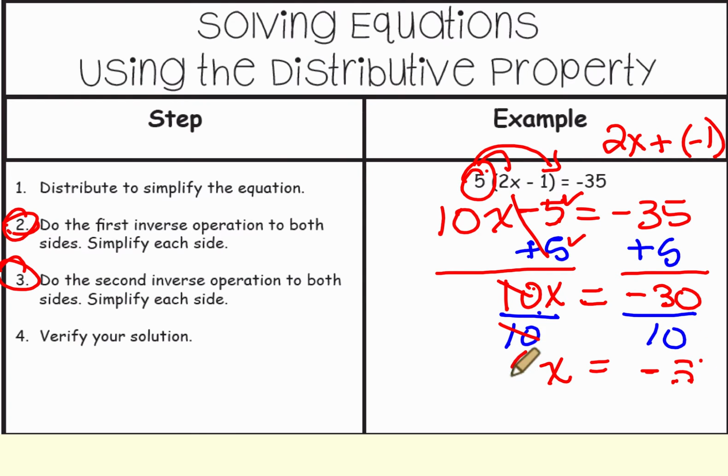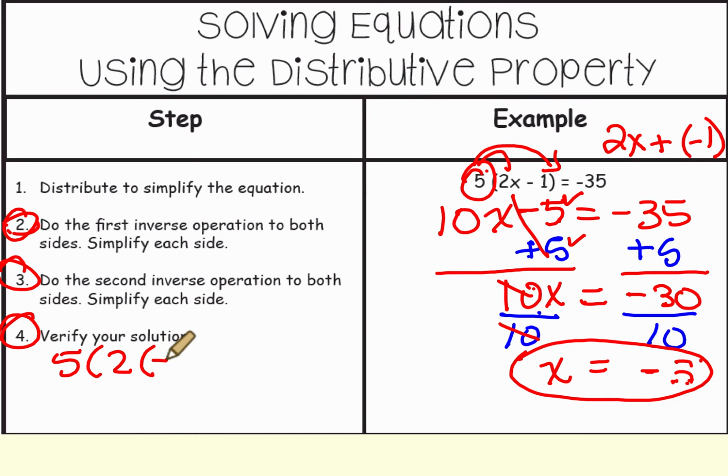So my solution, I think right now, is x is negative 3. But I want to verify that because that's the last thing I should do. So to verify, I go back to my original equation and replace the variable with what I believe is my solution, negative 3. And I want to see, do I get negative 35?